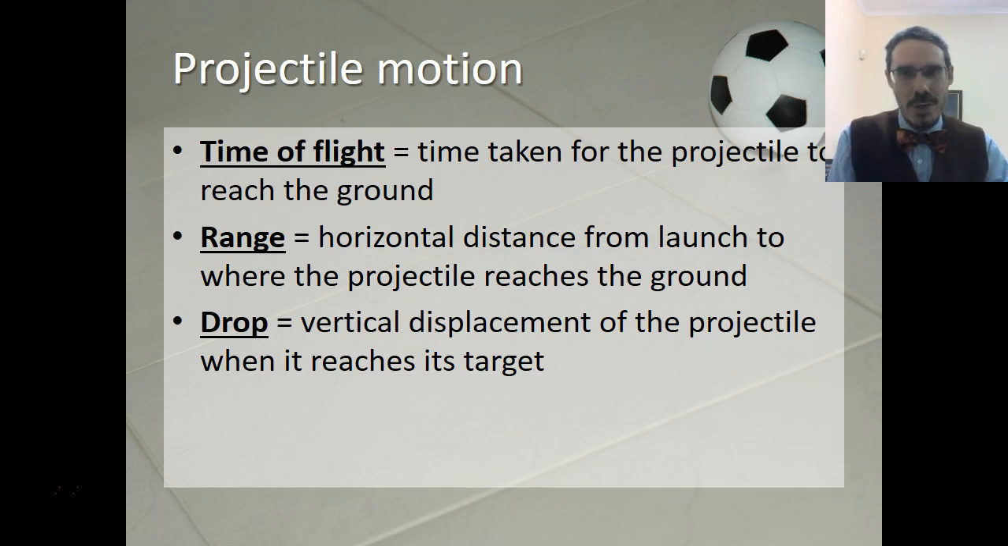A few words you're going to need to know. Time of flight is the time it takes for whatever the projectile is to actually get to the ground. Range is the horizontal distance from where it was launched to where it hits the ground. And drop is the vertical displacement from where it was launched to where it hits the target.